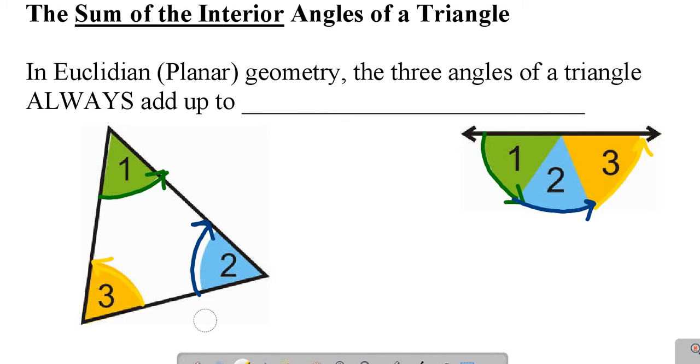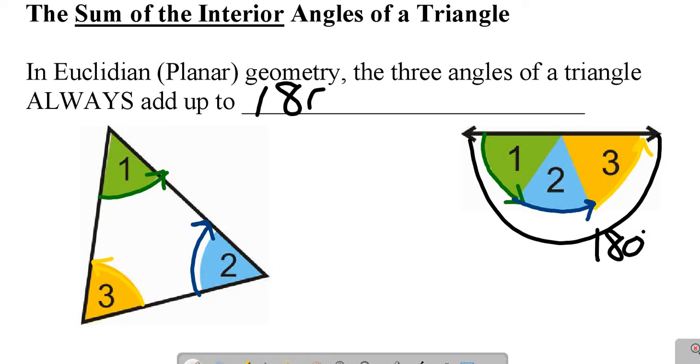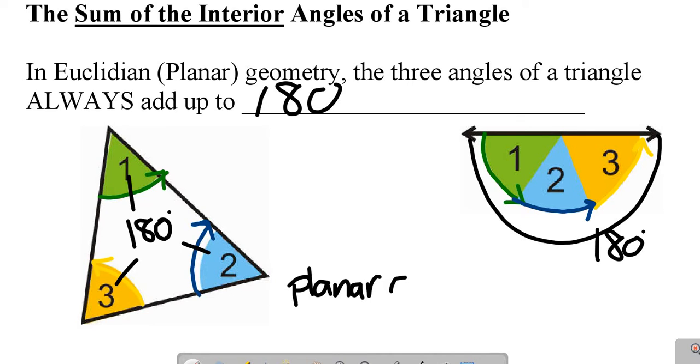You see that these three angles, the three corners of a triangle, add up to 180 degrees. And that's true of all flat triangles. The three angles of a triangle will always add up to 180 degrees, a flat triangle. This is called plane geometry. Planar would be the adjective.